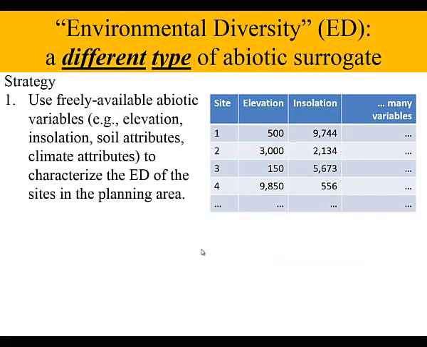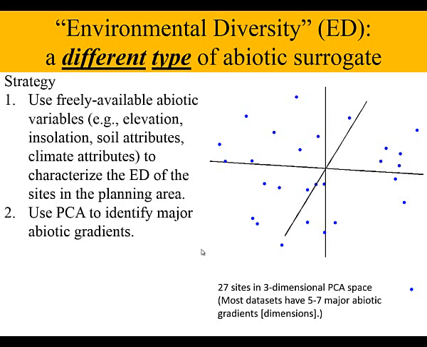So here are the steps in an environmental diversity approach. You start off with the same environmental variables that are freely available. Could be elevation, insolation, soil attributes, climate attributes. And you'd have this for every one of the sites in your planning area. Then you're just going to use PCA, principal components analysis, to identify the major abiotic gradients.